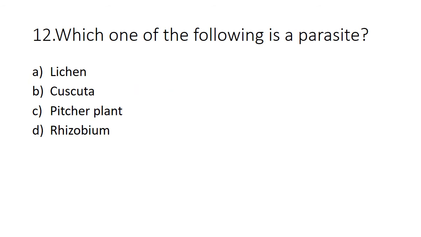Which one of the following is a parasite? A. Lichen, B. Cuscuta, C. Pitcher plant, or D. Rhizobium. So, the correct answer is option B. Cuscuta. Cuscuta grows on a host plant and takes food from the host plant itself. Therefore, Cuscuta is a parasite. Let's move on to the 13th question.